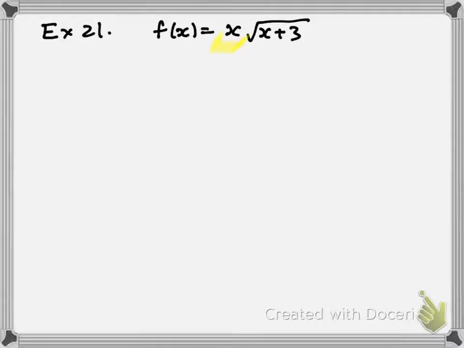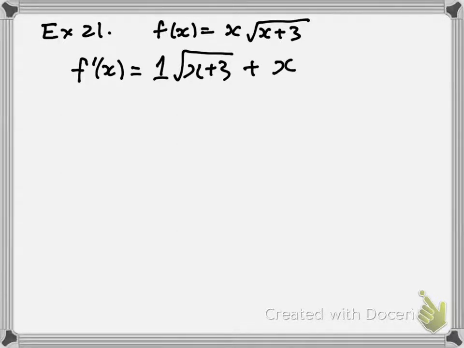This is thought of as a product of two functions. So if I have to differentiate, I need my product rule. I first differentiate my x and keep my square root of x plus 3. Next time around, I keep my x and differentiate the square root of x plus 3. That will be half of x plus 3 to the minus half.